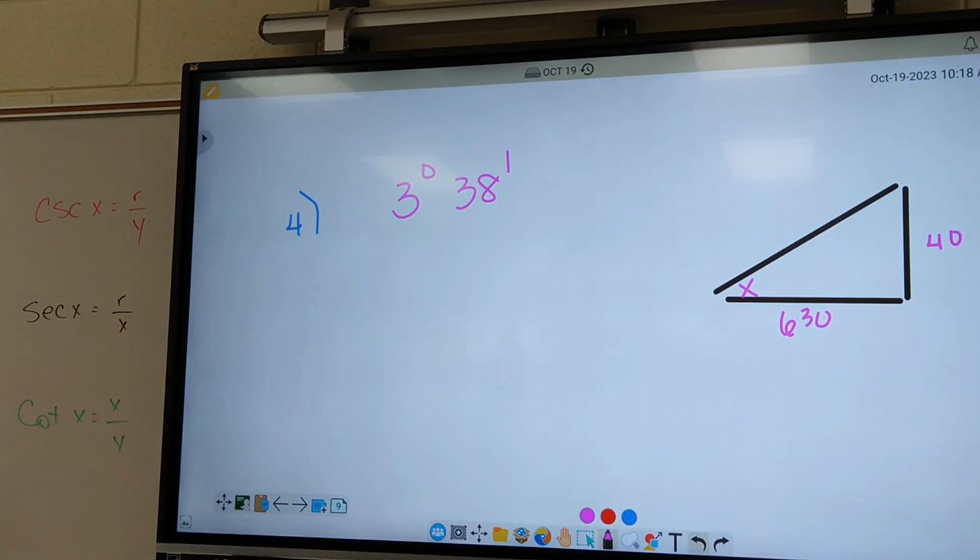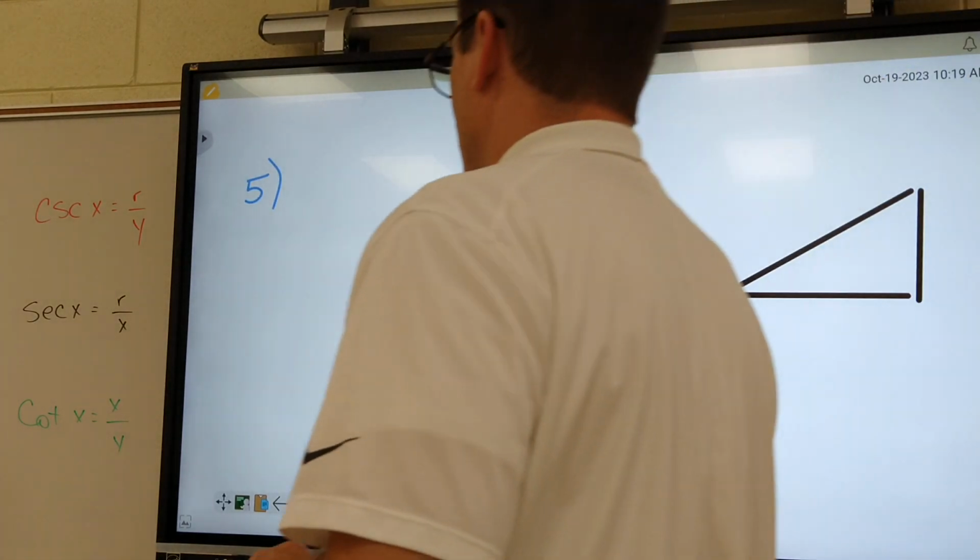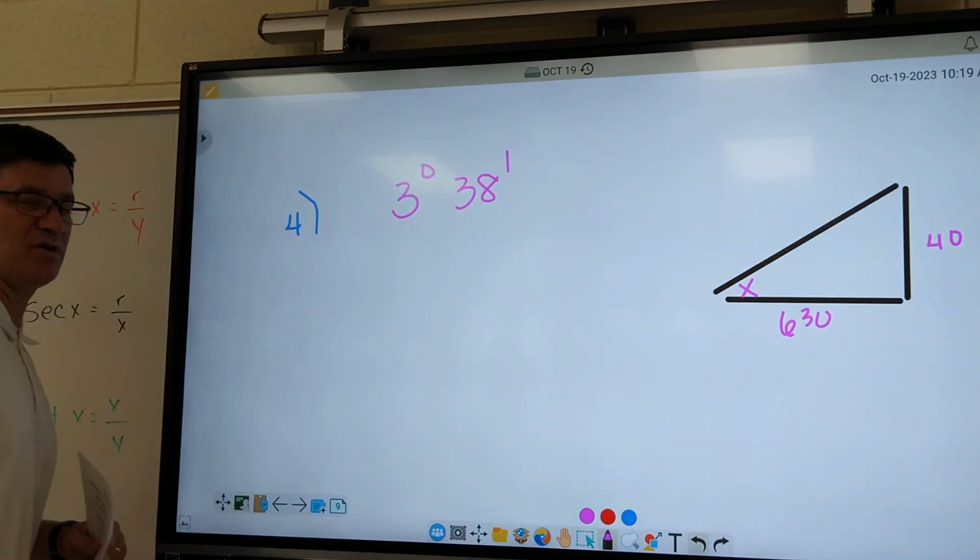Which formula you going to use? You're going to have to use tangent. Tangent of x equals 40 over 630. Number 4, James said it was 3 degrees, 38 minutes. Okay. I would just trust that that's right.